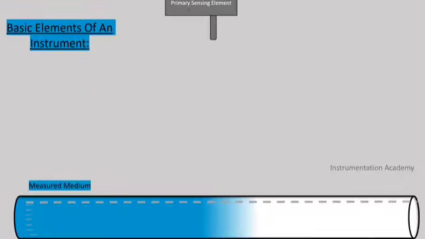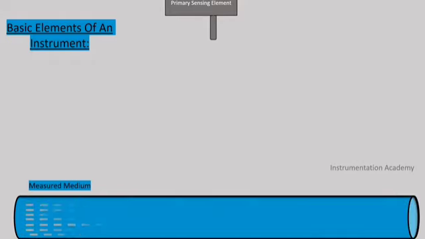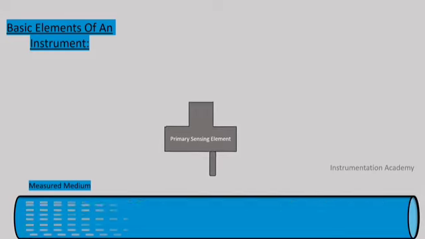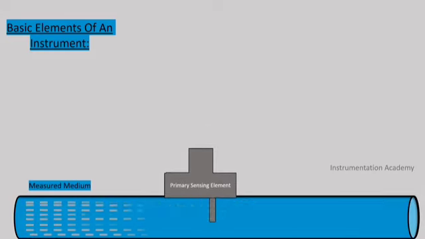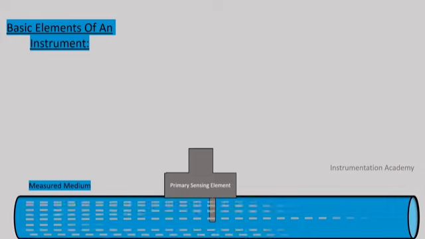Now let us see the basic elements of an instrument. The first basic element is the primary sensing element. The primary sensing element receives energy from the measured medium and produces an output that depends on the measured quantity. The output signal of the primary sensing element is a physical variable such as displacement, voltage or current.